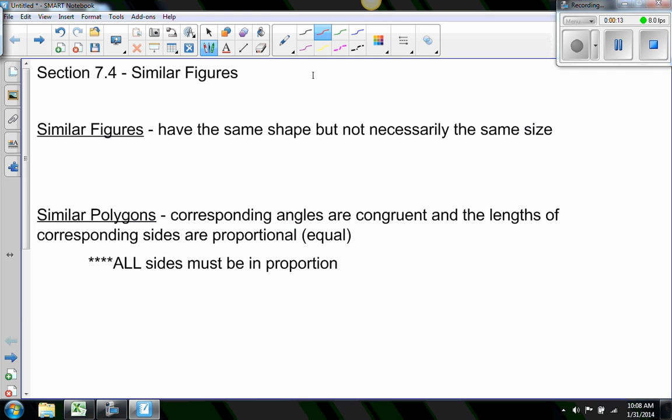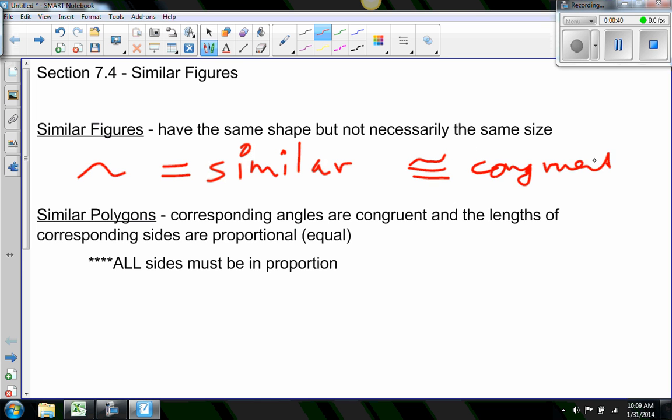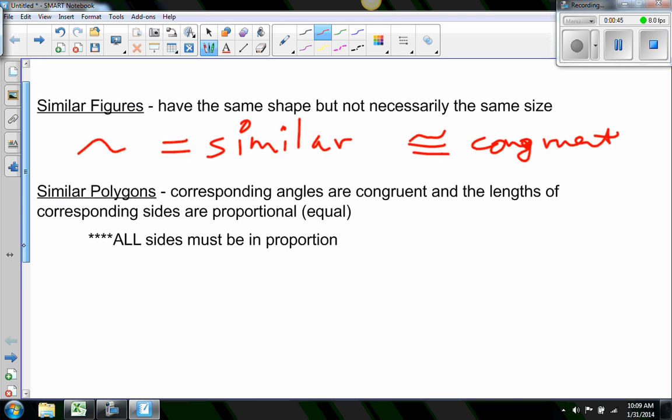Similar figures we've talked about several times. That just means they have the same shape, but they're not necessarily the same size, because if they were the same shape and same size, they'd be called congruent. In the book, they use this symbol to mean similar. Remember the other day we talked about the wavy line on top of an equal sign, which means congruent. This one is just the wavy line, and that means similar.